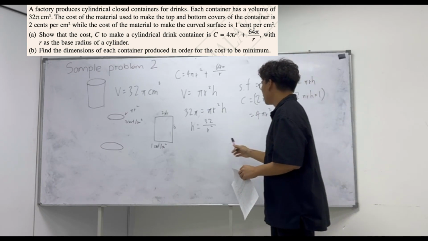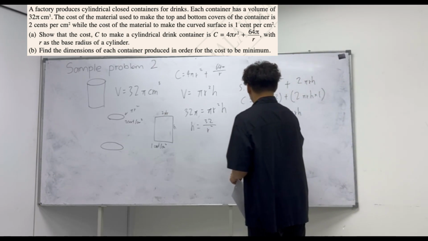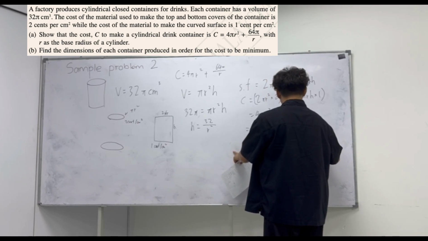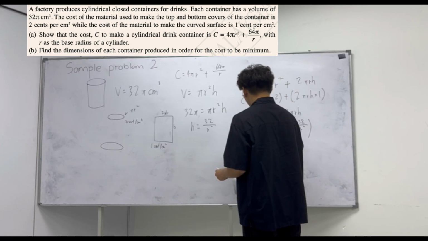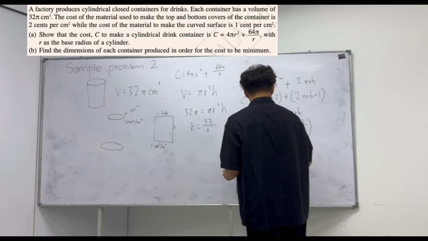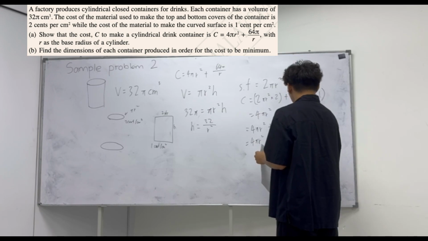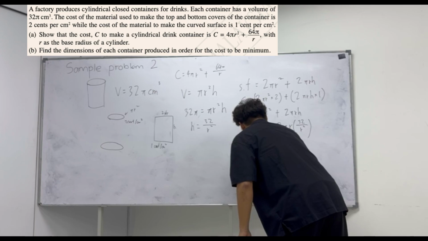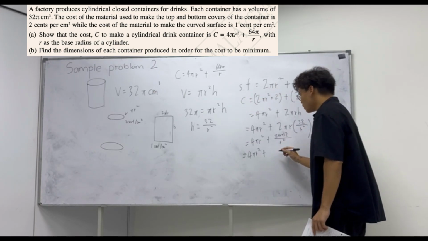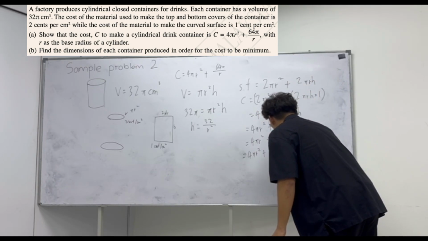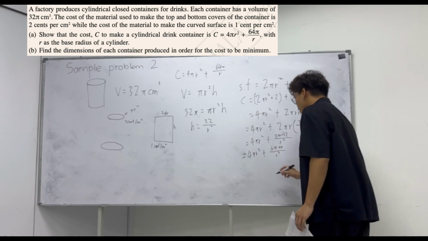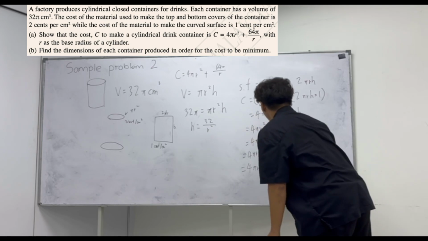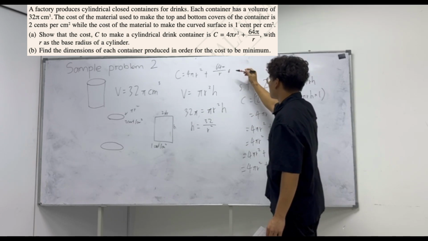And next we substitute the h from here into this h. So we get 4 pi r squared plus 2 pi r times 32 over r squared, which equals 4 pi r squared plus 32 times 2, which is 64 pi r over r squared. So we can cancel out this r and r. We have the final answer 4 pi r squared plus 64 pi over r. So this is the same as what was asked, so our answer is this.